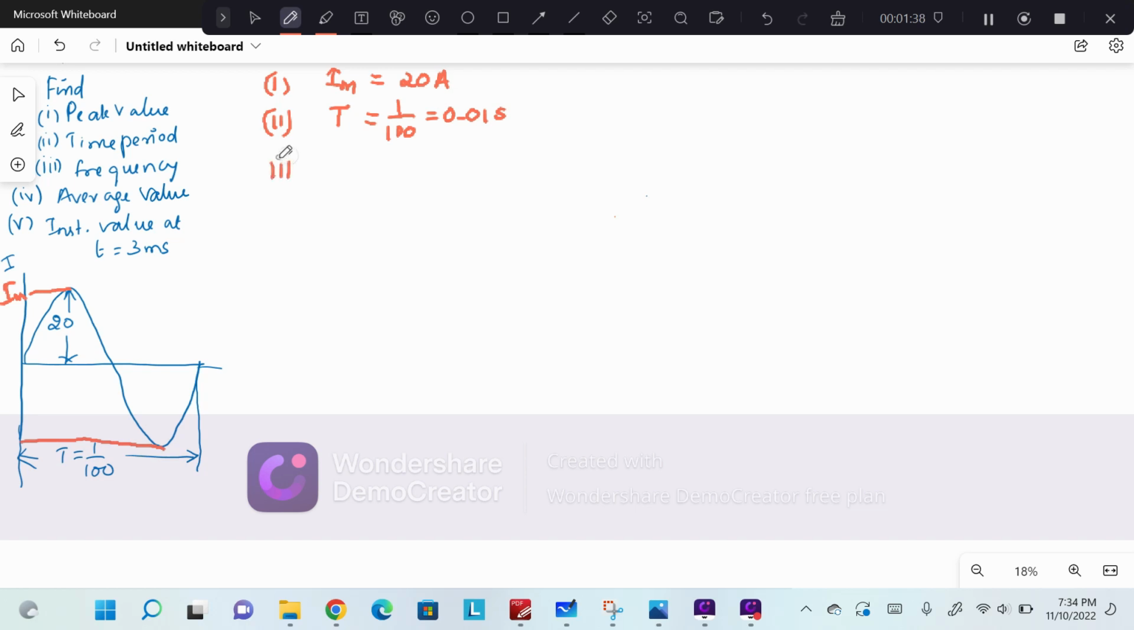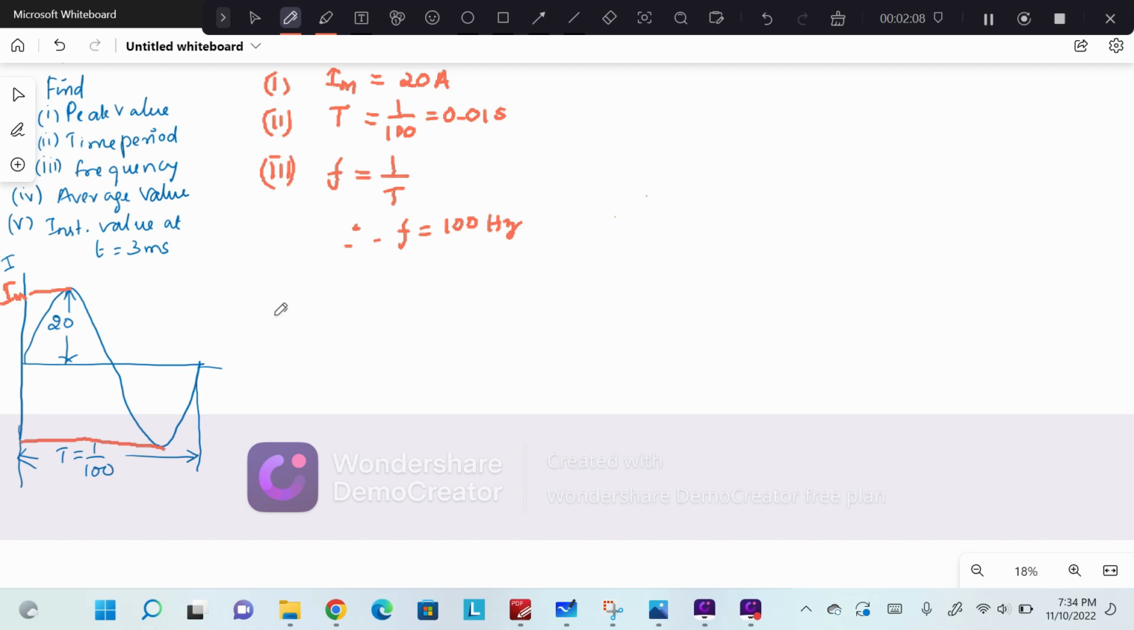The third one is frequency. Frequency is nothing but the number of cycles per second. So that can be related with the time period, and it can be given as f equal to 1 by T. So T is 1/100. Therefore f is 100 hertz. The unit of the frequency is hertz.